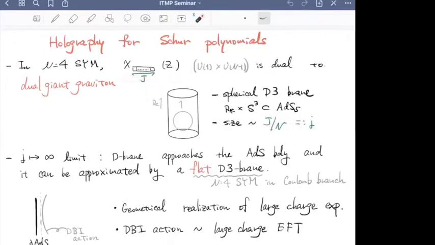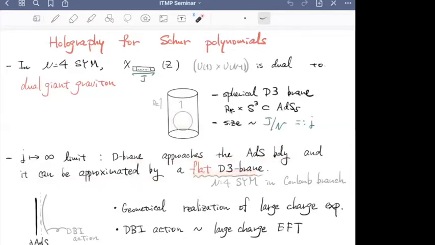And what's nice about this holographic description is that you can actually see the emergence of the large charge expansion from the holographic side. If you take the large charge limit, J going to infinity, then this spherical D brane becomes bigger and bigger, and it eventually approaches the AdS boundary. And although it was originally a spherical D brane, it can be well approximated by a flat D3 brane because it becomes very, very large.